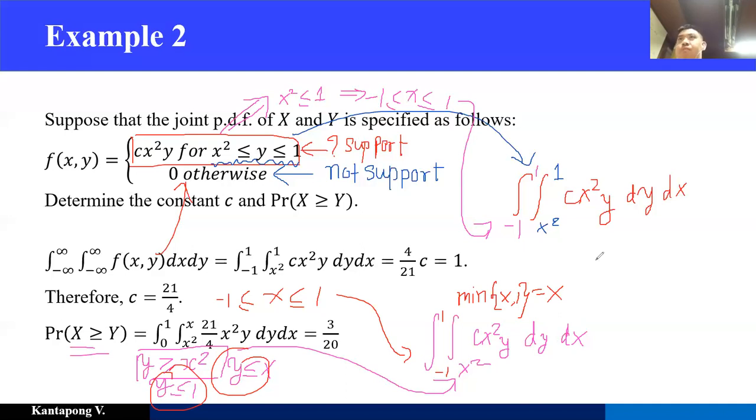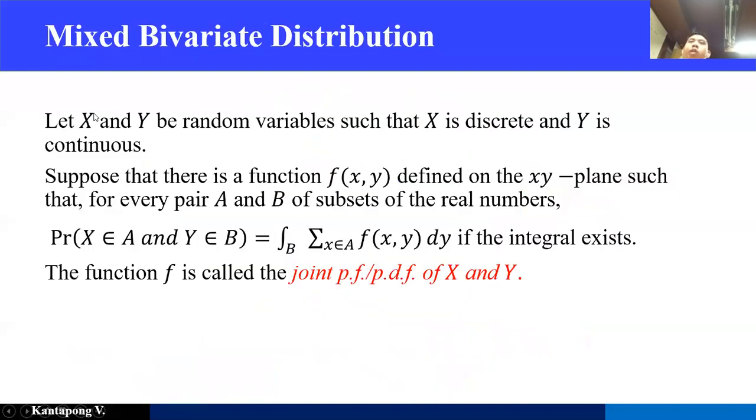So let me start with the simple case. Let's go to the mixed distribution. Let x and y be random variables such that x is discrete and y is continuous. Suppose there is a function f such that this holds true. It is mixed, but what do we require? We require the f here.